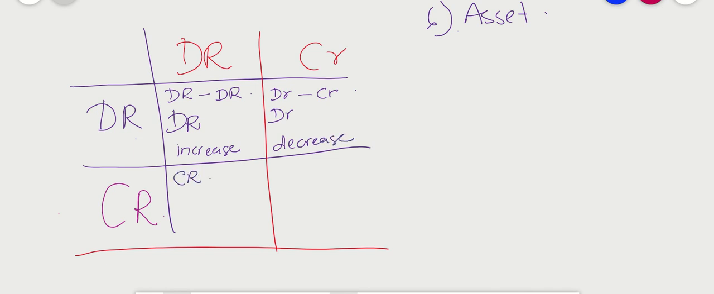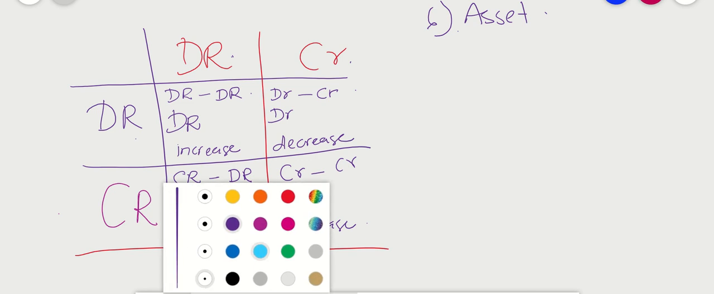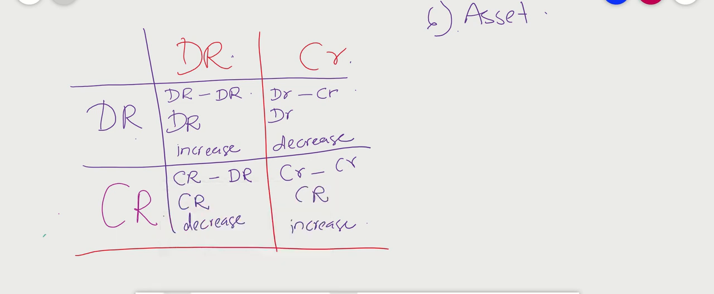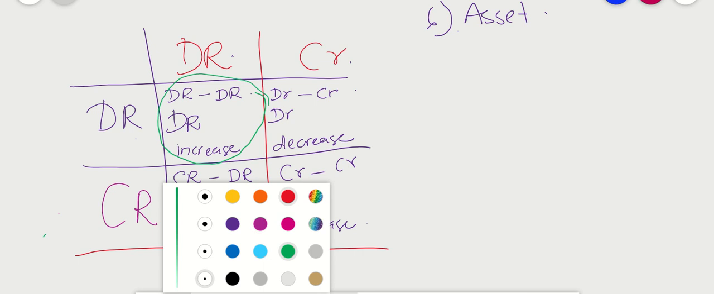You had a credit balance and you debited it. Therefore, your credit balance would decrease. You had a credit balance and you credited it. Therefore, your credit balance would increase. In today's lesson, we are focusing on two key areas. One is debit and a debit would increase, this one. And then debit and a credit would decrease.